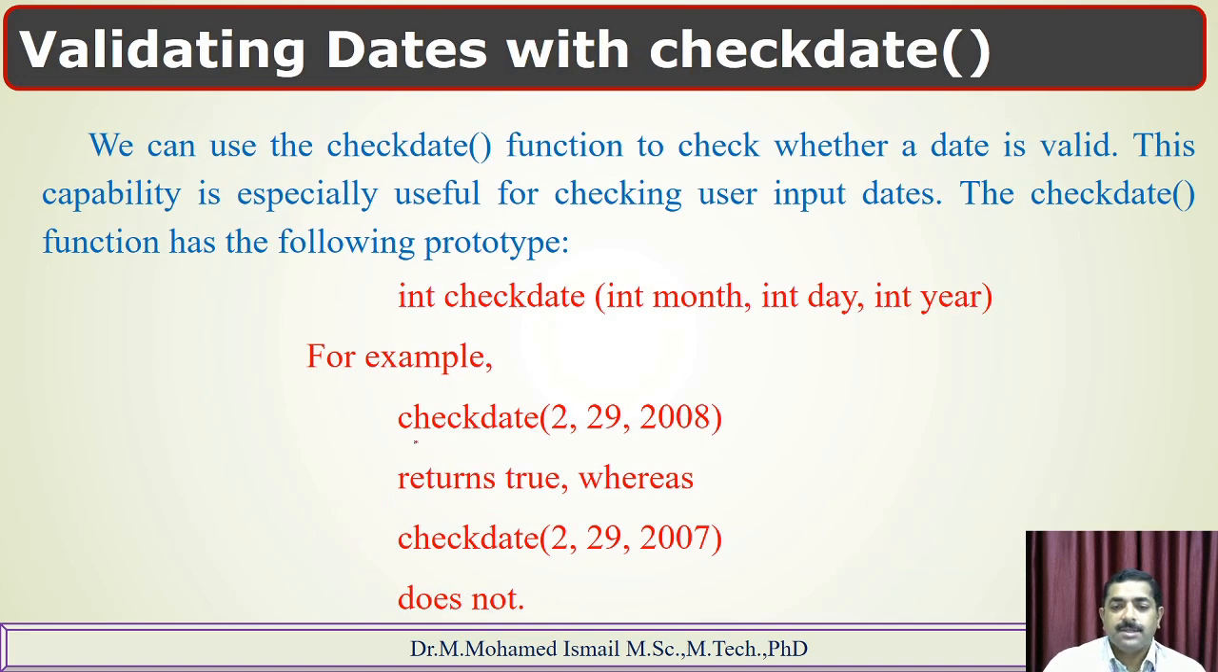Similarly, the checkdate function is used to check whether the given date is valid or not. For example, here I have given 2/29/2008. It's a leap year, so it's a valid date. Whereas 2/29/2007 is not a valid date, so it gives false. So by using this checkdate function, we can confirm whether the given date is valid or not.